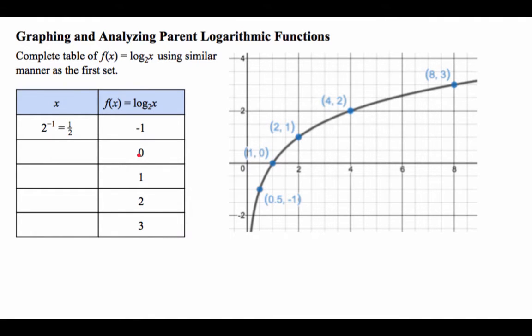So 2 to the 0 is equal to 1, 2 to the first is 2, 2 squared is 4, and 2 to the third is 8. So basically, when you plug in 8, log base 2 of 8 is equal to 3, meaning 2 to the third is 8. All right. So until we get really comfortable, we need to refer back to the exponential form.